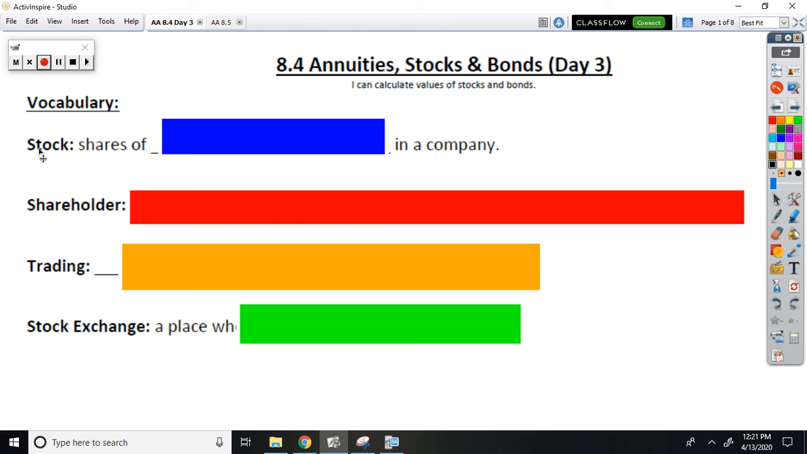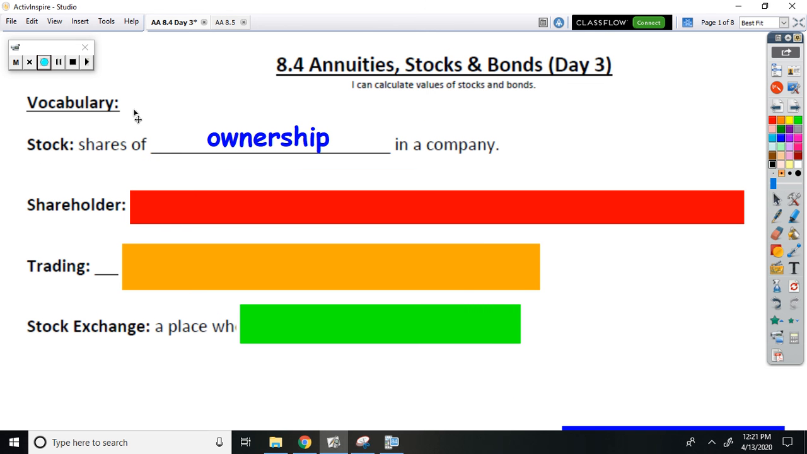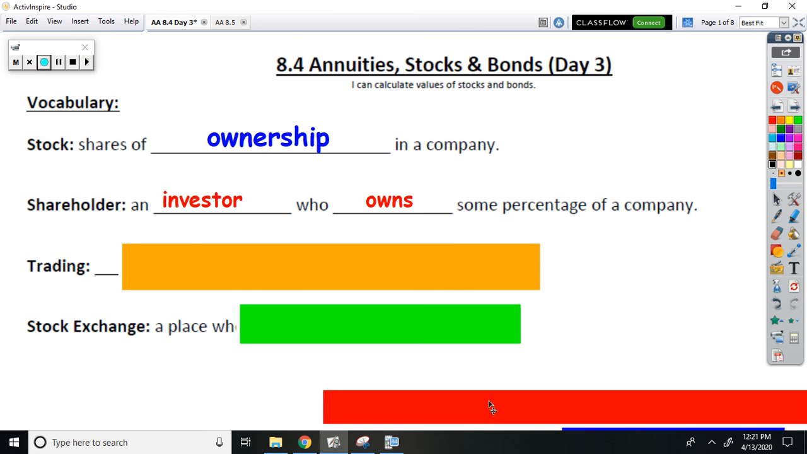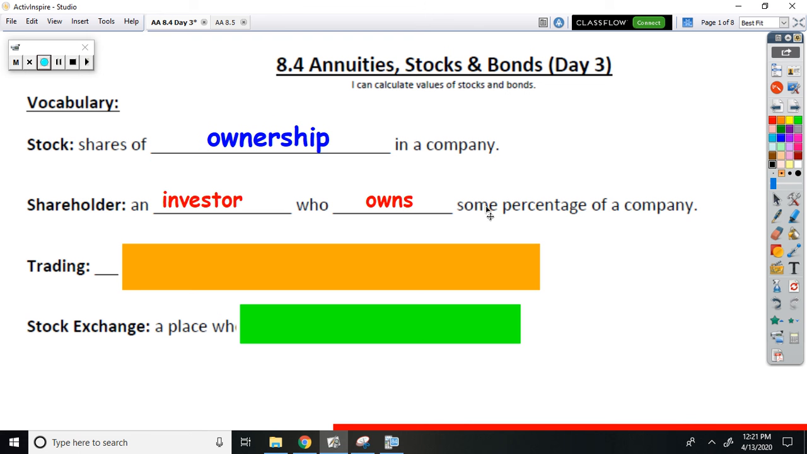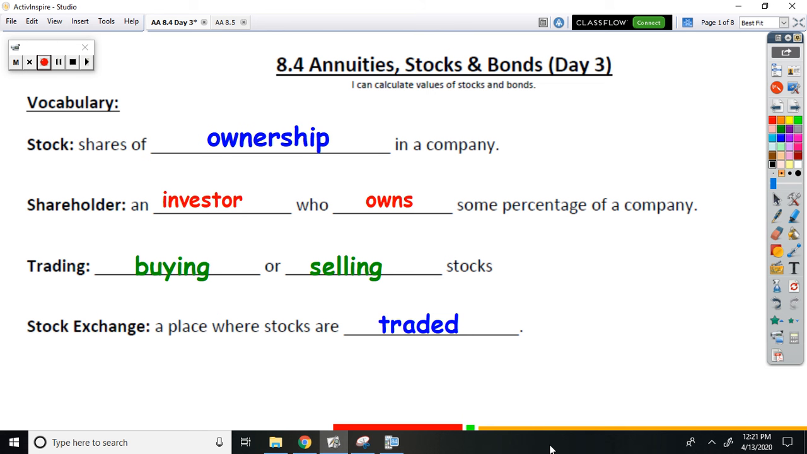Our first vocabulary word is a stock. A stock is simply a share of ownership in a company. So if you own stock, you're technically a part owner in the company. A shareholder is an investor who owns stock or owns some percentage of a company. Trading is buying or selling stocks on the stock market. And a stock exchange is a place where stocks are traded.